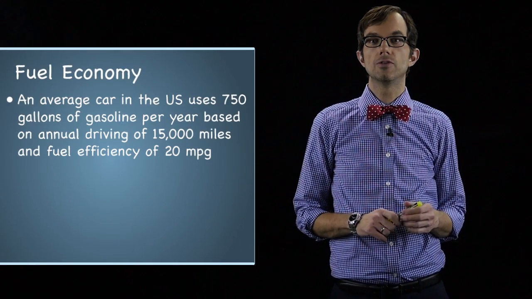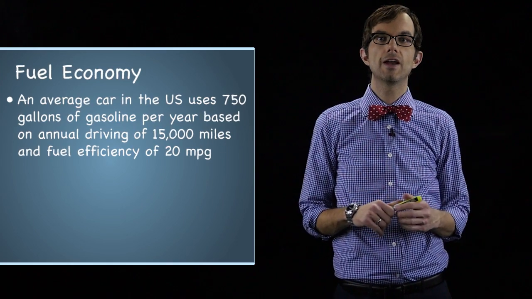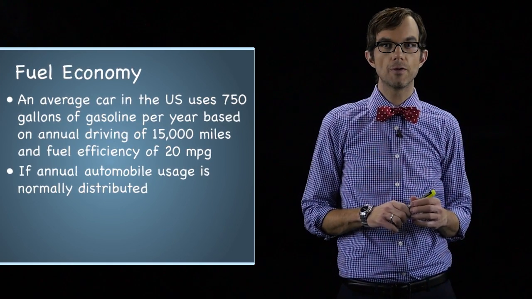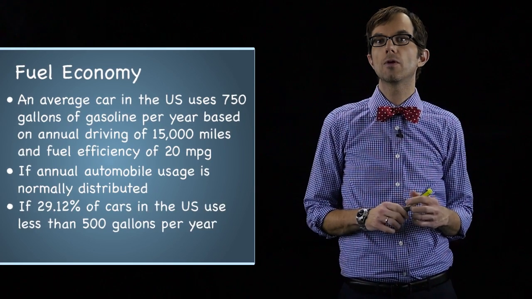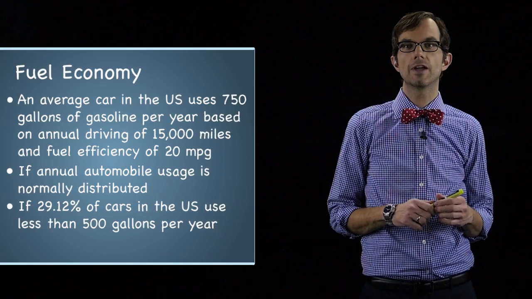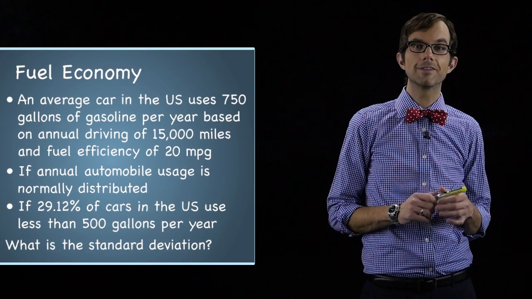Okay, let's work out one last example. Based on annual driving of 15,000 miles and a fuel efficiency of 20 miles per gallon, a car in the U.S. uses, on average, 750 gallons of gas a year. If annual automobile usage is normally distributed, and if 29.12% of cars in the U.S. use less than 500 gallons per year, what is the standard deviation?